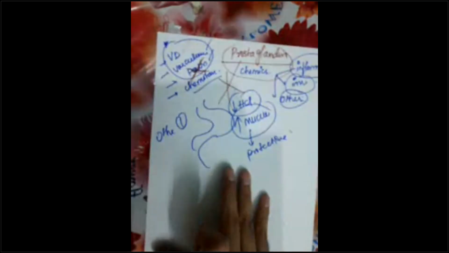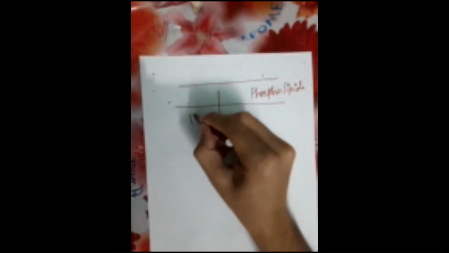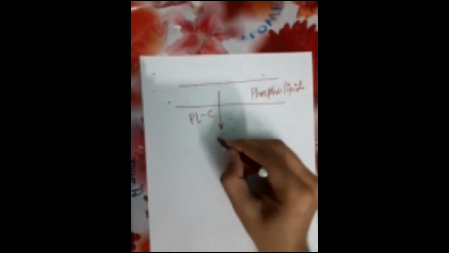Now, let us discuss the pathway of prostaglandins, how they are synthesized. This is your cell membrane. The cell membrane has phospholipids. These phospholipids are acted upon by phospholipase to form arachidonic acid.